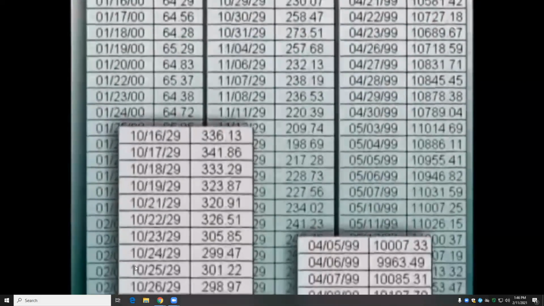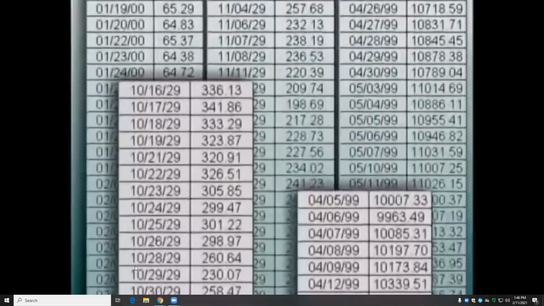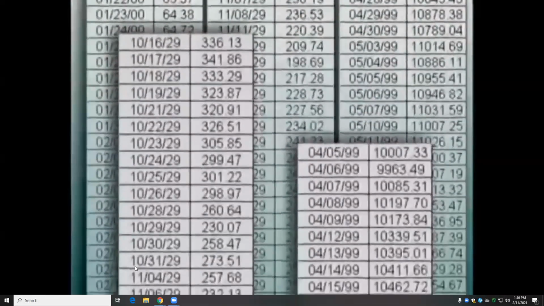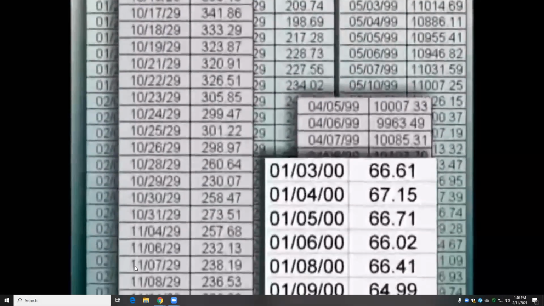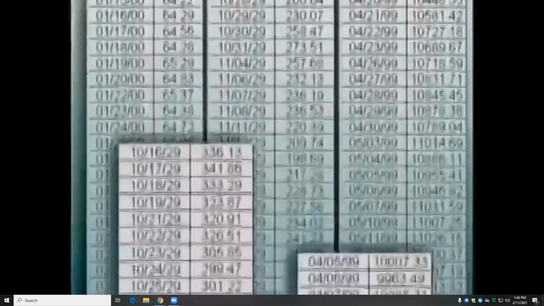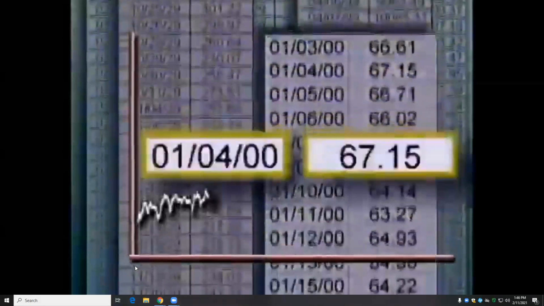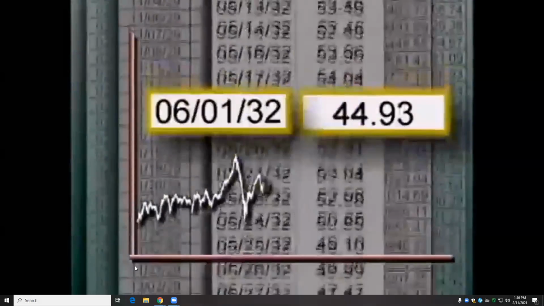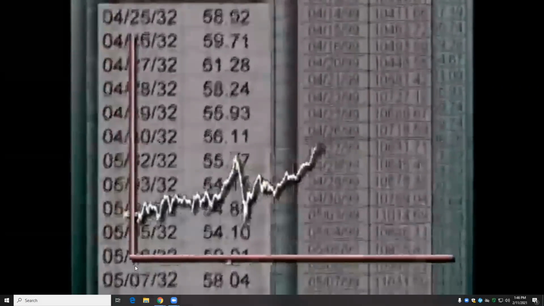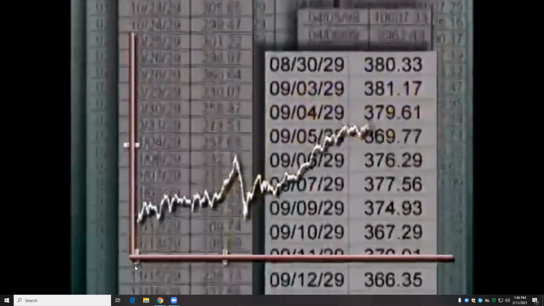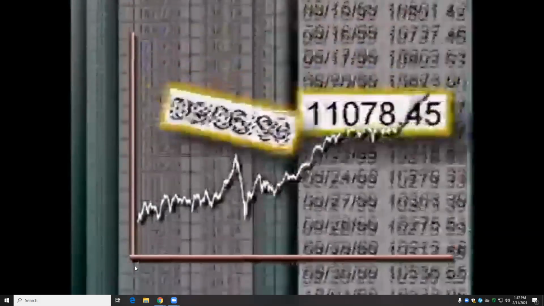Graphs can handle as much data as you've got. Here are the daily closing prices for the U.S. stock market from 1900 to 2000. Individually, gibberish. But graph them, and you quickly see that while stock prices rise and fall over time, the general trend has been up, way up.